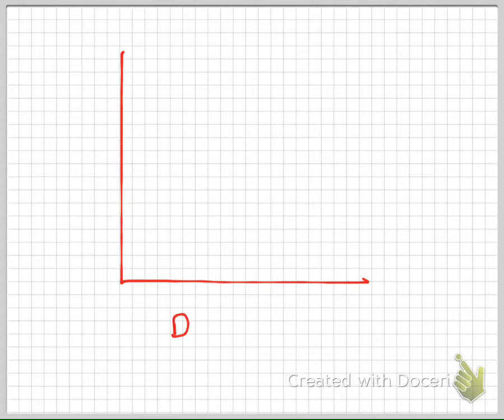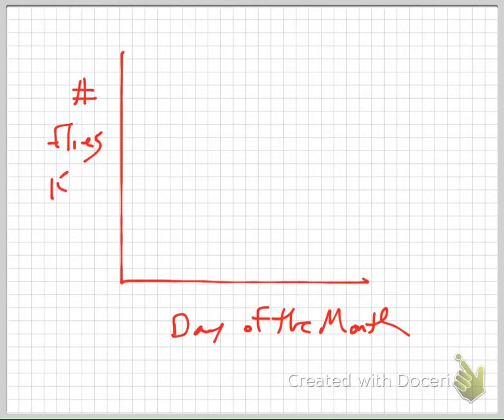Sometimes you have a graph where they've placed their data, and the data looks like this. This might be the day of the week, or the day of the month, and over here might be the number of flies killed in the class, whatever. I'm not even going to write down numbers or the actual days. I'm just going to show you this.